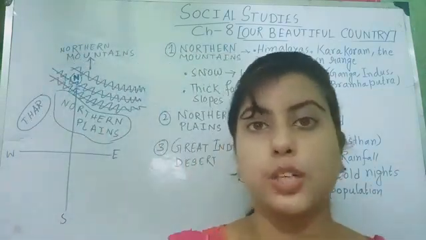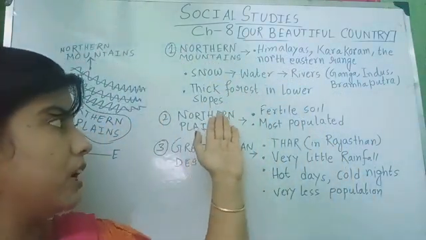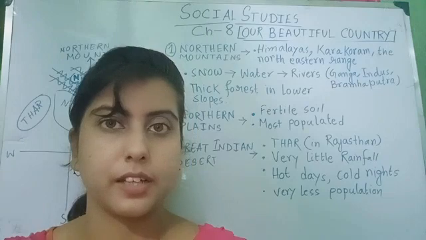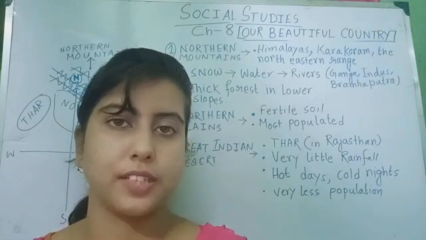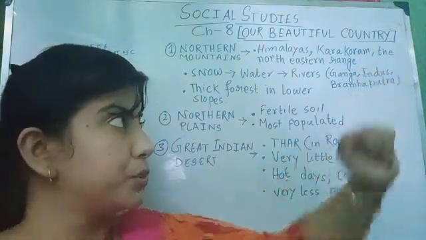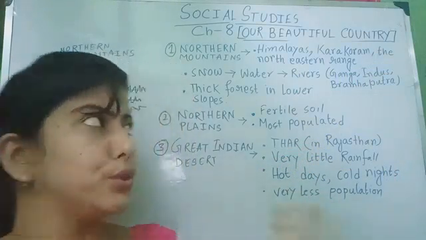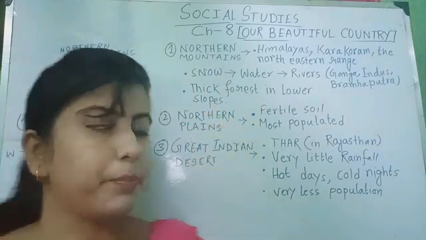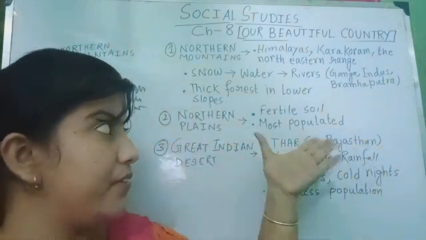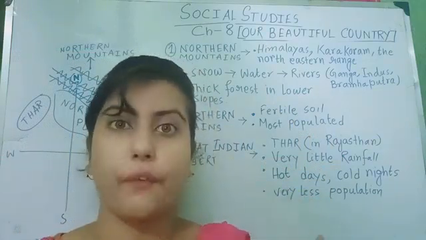Now we will talk about the northern plains. The rivers that have been created from the meltdown water of the northern mountains, that are the Ganga, Indus, Brahmaputra, these three rivers mainly flow through this northern plain. And these three rivers make the land very fertile. So the northern plain has very fertile soil.